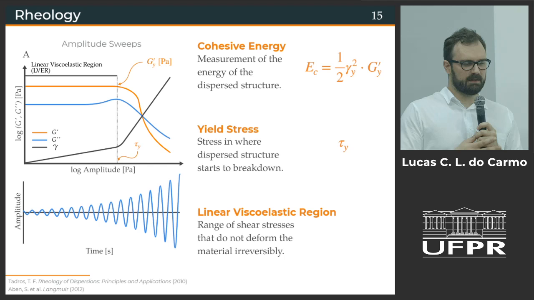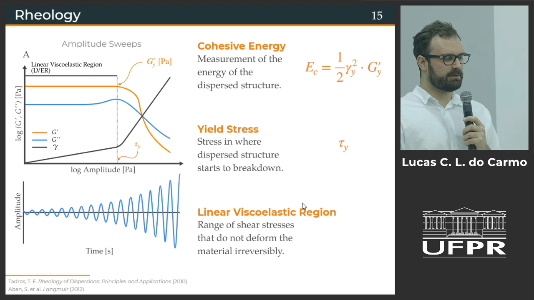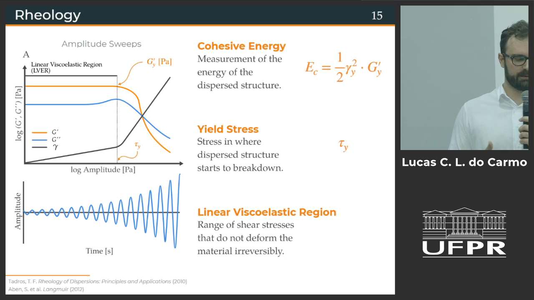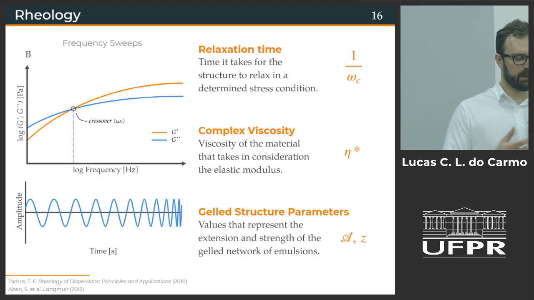And here are the experiments that we are using to characterize these materials. The first one is the amplitude sweep, where we increase the tension as a function of time. By that, we can measure some variables, like the cohesive energy of the structure, which is a measurement of the energy of the dispersed structure, the yield stress, which is the stress where the dispersed structure starts to break down, and the linear viscoelastic region, which is a range of stresses where the sample did not deform irreversibly. So this is the yield stress represented by this dotted line, and everything under that stress is the linear viscoelastic region.